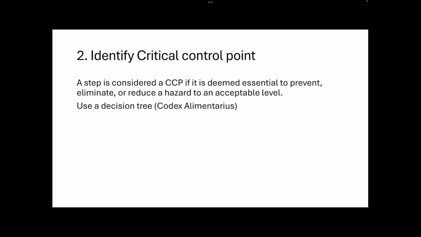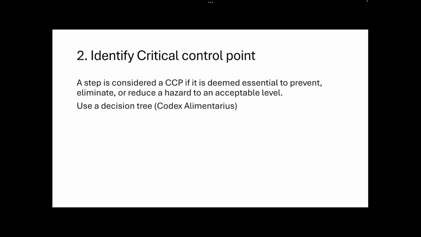So the second principle is identify critical control points. What is a critical control point? A step is considered a CCP if it is deemed essential to prevent, eliminate, or reduce a hazard to an acceptable level. If this step is necessary to remove a hazard or reduce it to an acceptable level, then that is called a CCP. How do you decide a step is a CCP in your process?